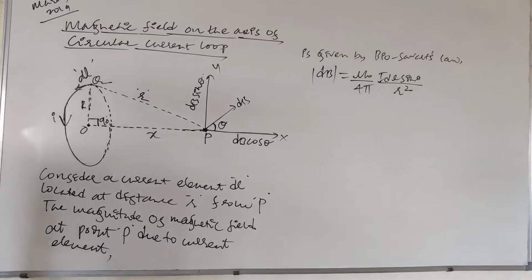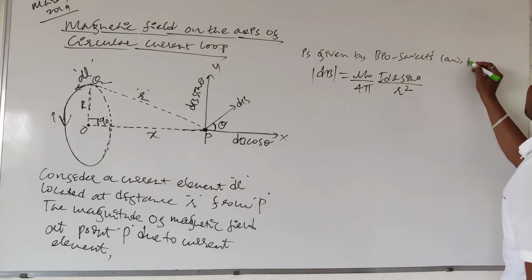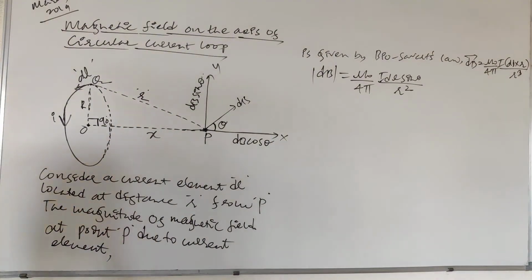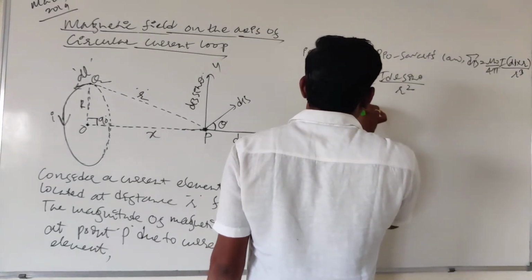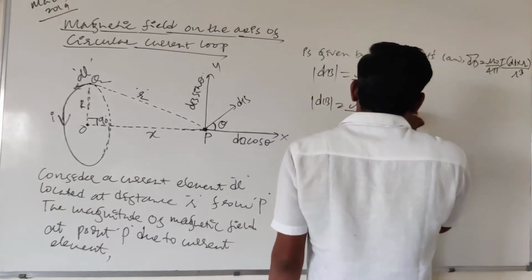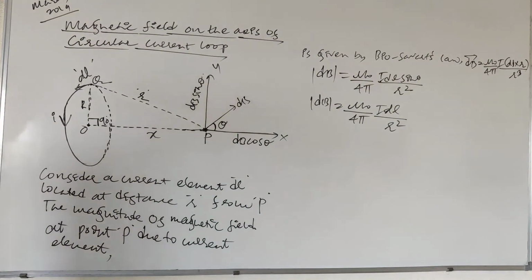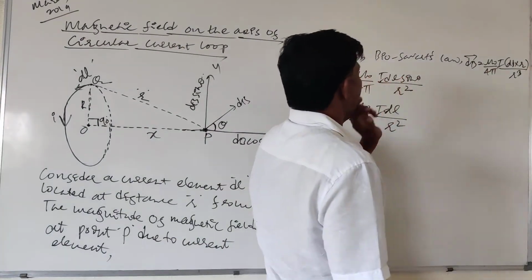So we know the vector form also. I am going to write dB is equal to mu naught divided by 4 pi, I dl cross r, divided by r cube. We know this one also. Right? So here dB is equal to mu naught divided by 4 pi, I dl divided by r square, or otherwise it is written like this.